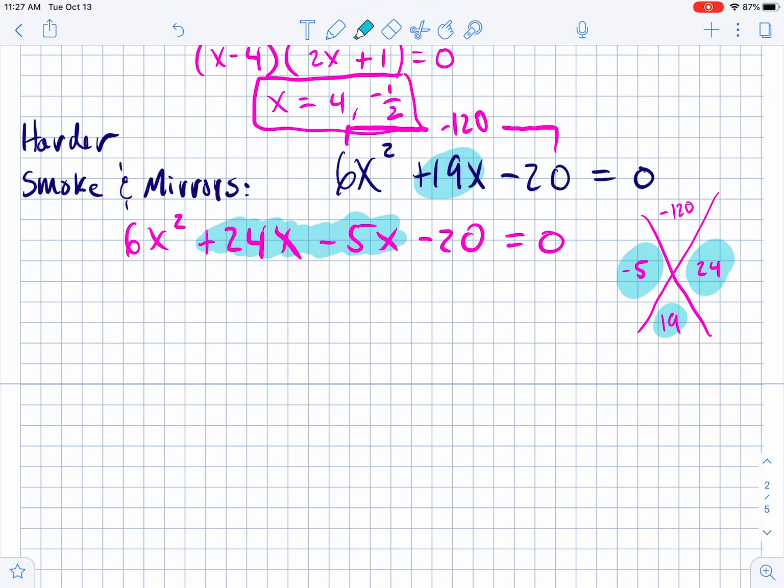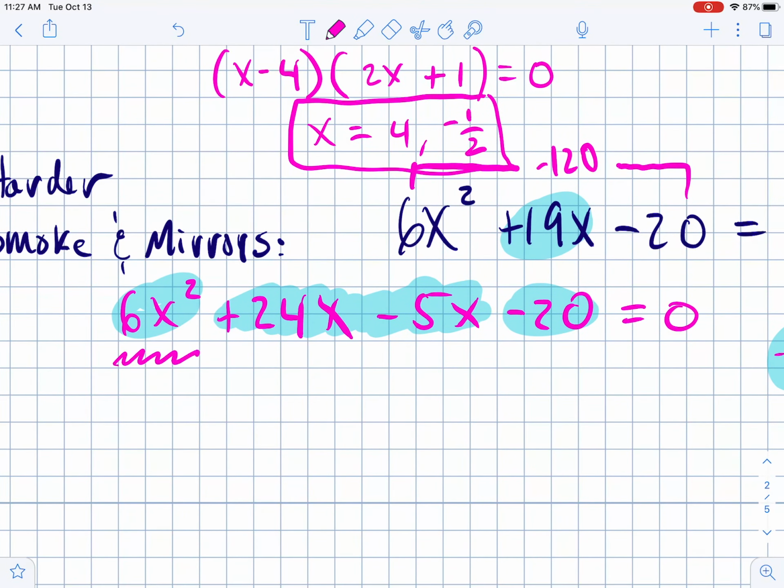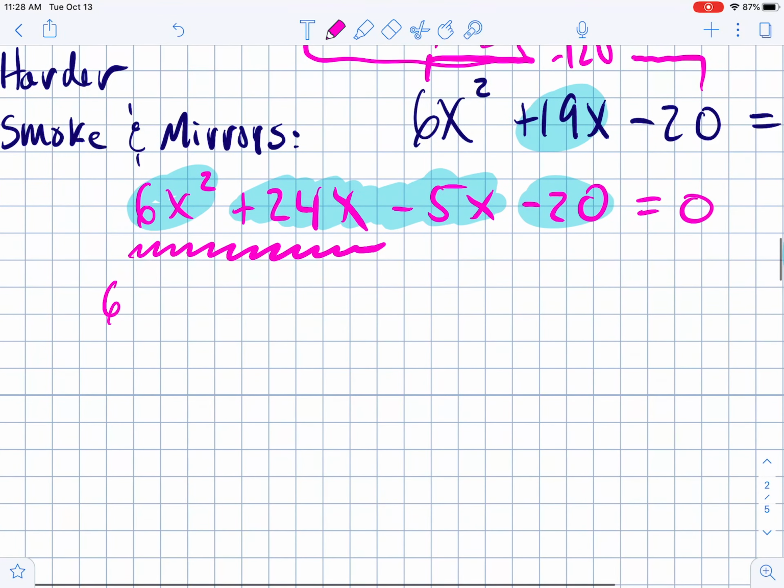The answer is, you don't have to do it that way. It would have worked the other way as well. But I always look at this term and see which ones might pair up nicely to make the baby factoring easy. Because now, if I go to baby factor, 6x squared and 24x, those both have a 6x in common.